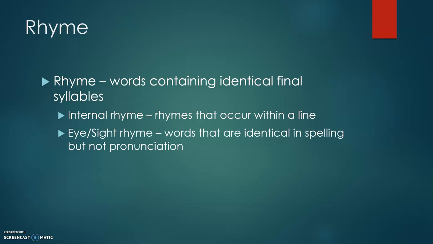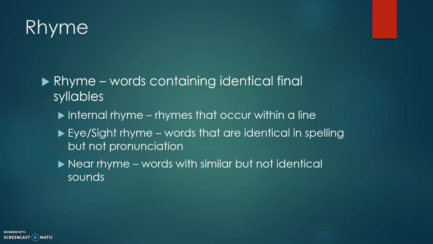Eye or sight rhyme would be words that look like they probably ought to rhyme, but they don't, because they have identical spelling but the pronunciation's not the same. So stove, prove, above, those are all different words. They don't really rhyme because the vowel sound is different, but they look like they should rhyme if you spell them out.